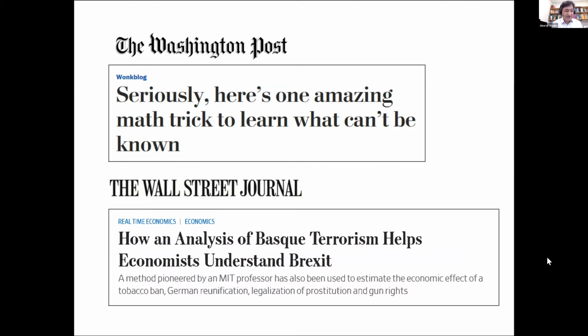And while I think it is fair to say that econometric methods are not a daily staple of the popular press, and I guess this is a huge understatement, synthetic control methods and their applications have at times managed to capture the attention of journalists and of the general public.